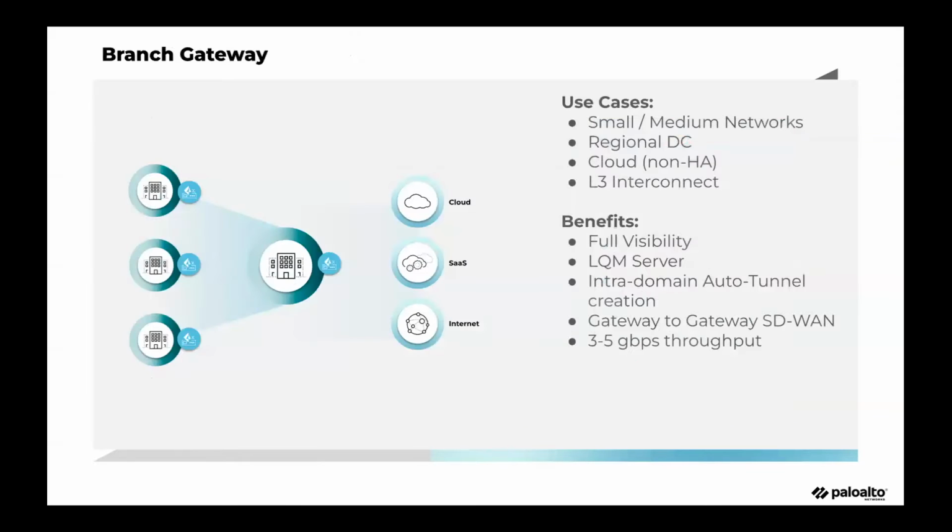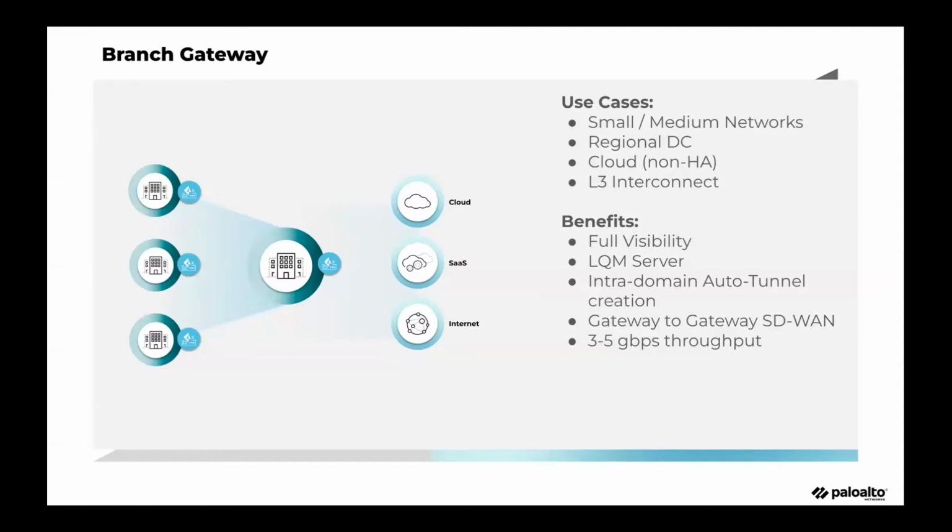Some use cases of the branch gateway: for example, small or medium networks, where the site count is low and the deployment of a DC may not be acceptable due to the large cost relative to the number of sites. There might be a hybrid location which serves the needs of local users as well as some security and functions such as file shares or a telephone system. In such cases, we can use a branch gateway.